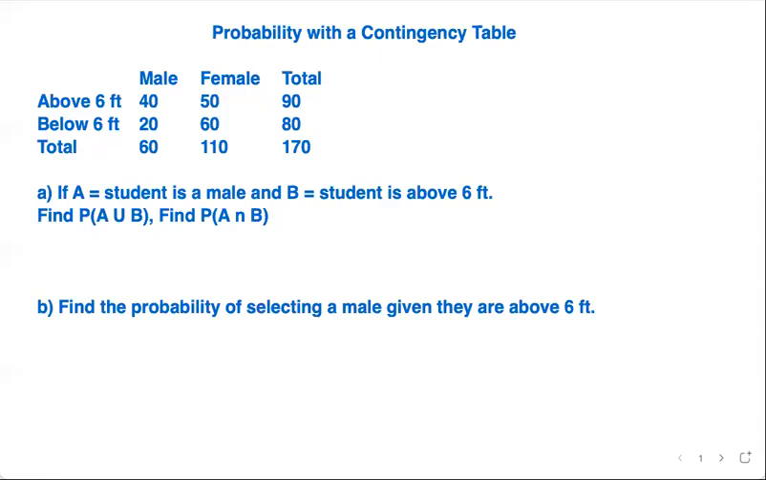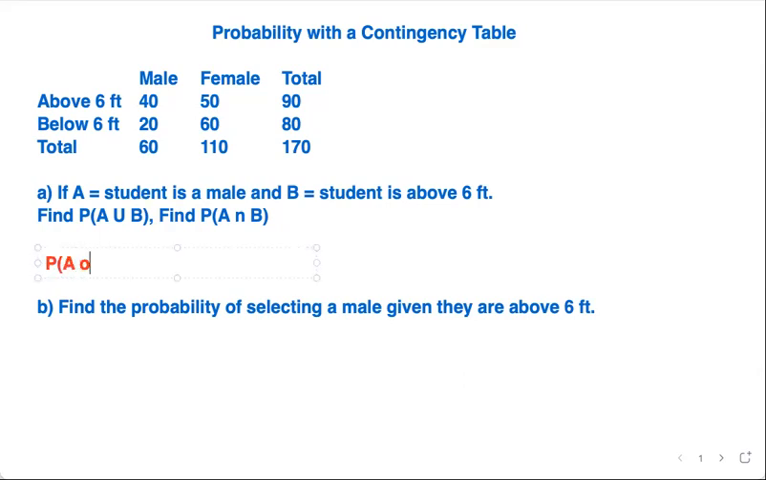Let's talk about probability with a contingency table. A contingency table, if you recall, is two categorical variables in a two-way table. So we have gender, it looks like they're using male and female, and then above versus below 6 feet, and their totals. The first question says, if A is a student is male, and B is a student is above 6 feet, find the probability of A union B.